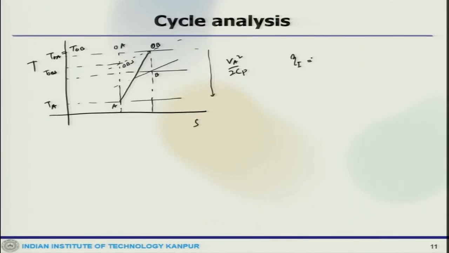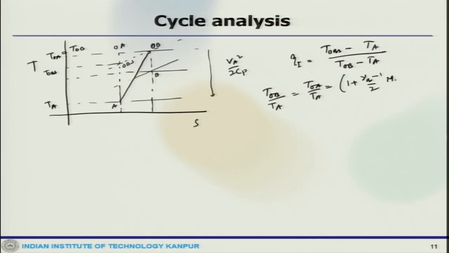is for the intake (T naught BS minus TA) by (T naught B minus TA), where T naught B by TA is T naught A by TA, which is 1 plus (gamma A minus 1) by 2 Ma square, and P naught B by PA is 1 plus eta I (gamma A minus 1) by 2 Ma square to the power gamma A by (gamma A minus 1), where the static temperatures are T and P and the total condition is all with the naught. So that is how you can look at the intake module.